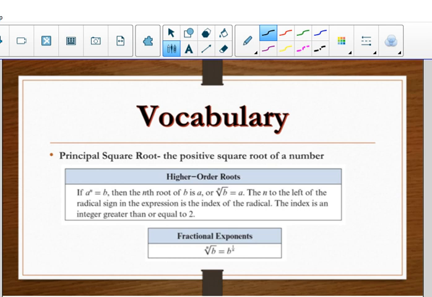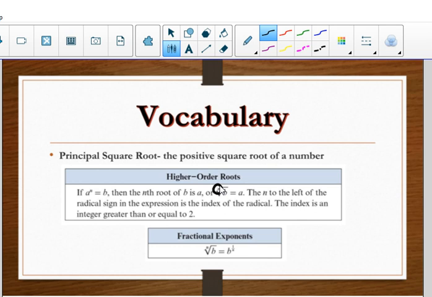And when they're talking about higher order roots, this means more than 2. So here it says a superscript n equals b, then the nth root of b is a. Or if you have the nth root of b, that's a. The n to the left of the radical sign, so this n right here, in the expression is the index of the radical.